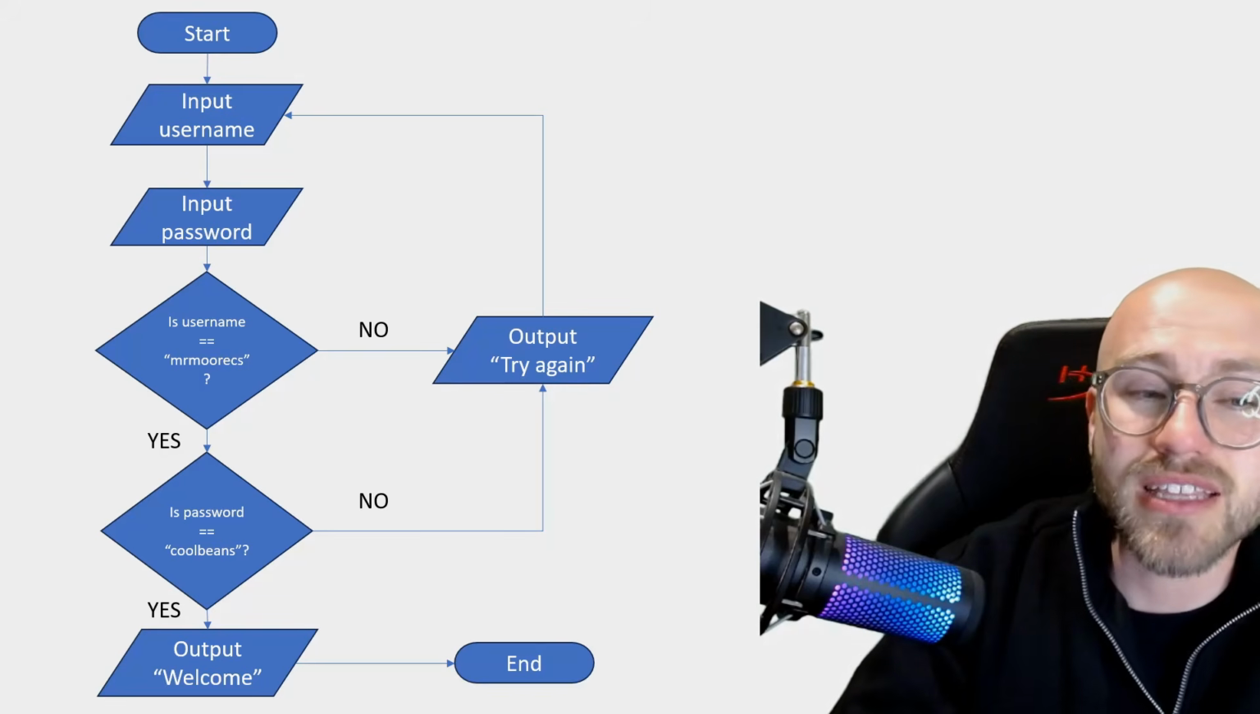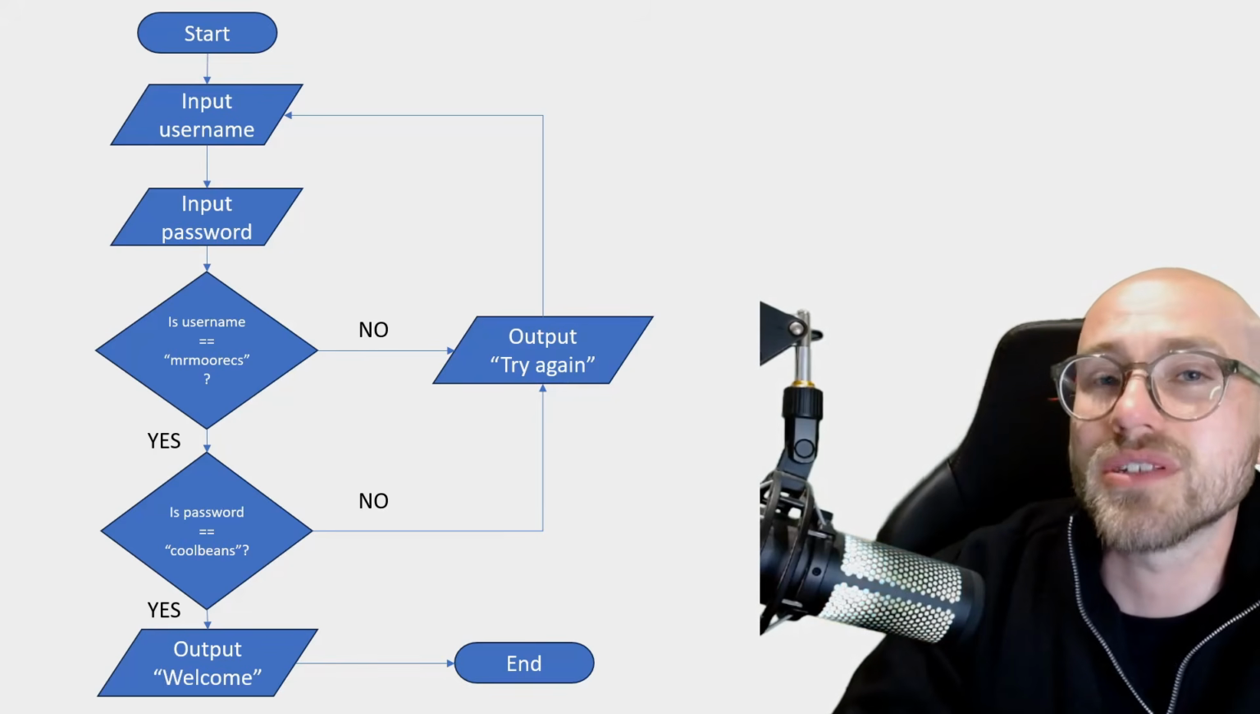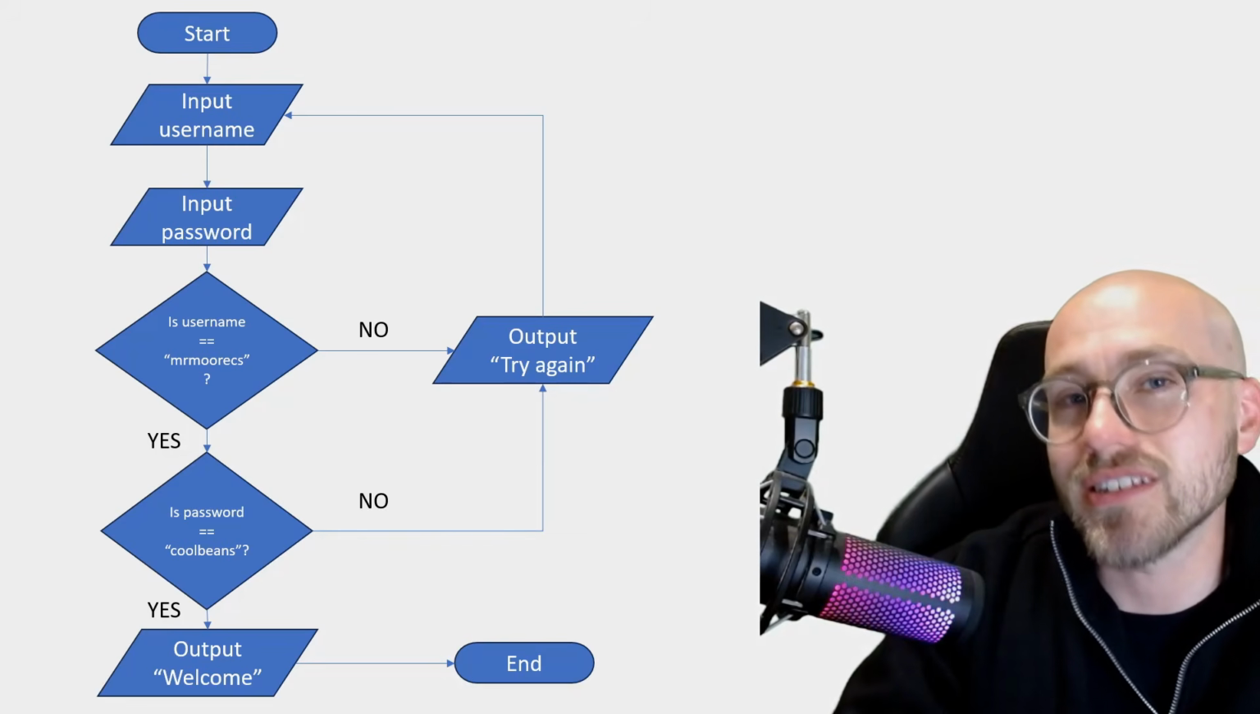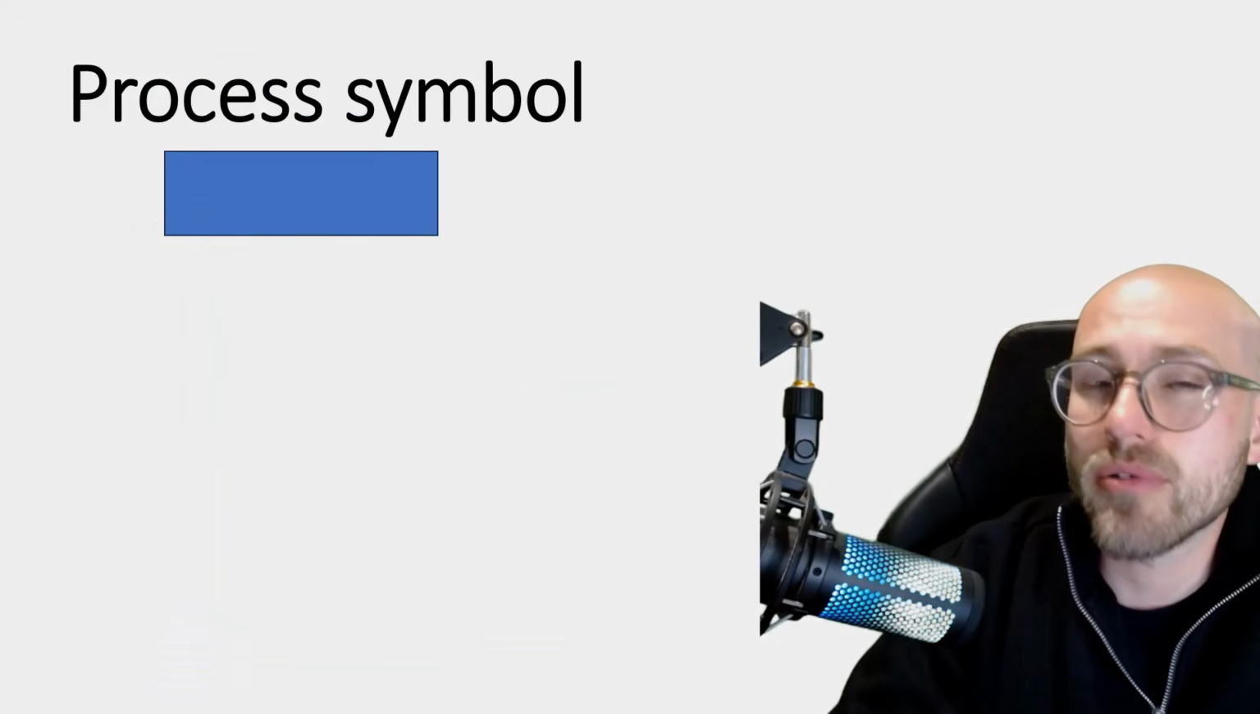It's also not a mistake that we're using a parallelogram for an output as well. This is used for both an input or an output symbol. Following that, we've just got an end because that's the end of our algorithm. Another symbol that's quite common that we're going to talk about is called the process symbol.